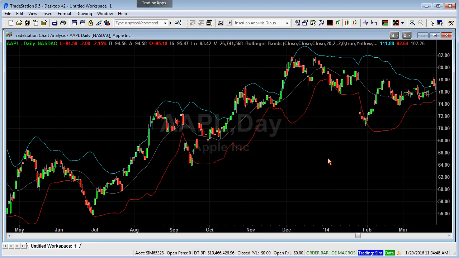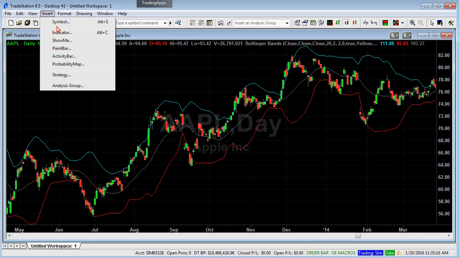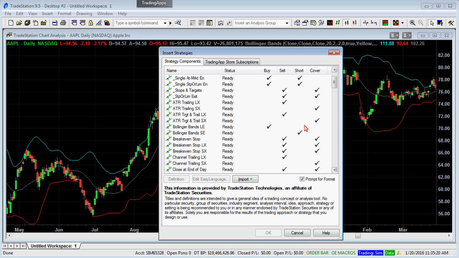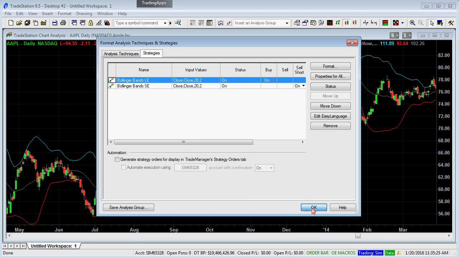Very straightforward indicator. It calculates standard deviations above and below a moving average. What we're looking for is penetration of the bands and a return inside the channel. For those that are not familiar with Bollinger Bands, it is said that 95% of all the price points are going to be within the two bands. So what we're looking for is events where the prices are going outside of the bands. I'm going to insert the strategy that comes with this, which is my two Bollinger Band strategy, the long entry and the short entry.